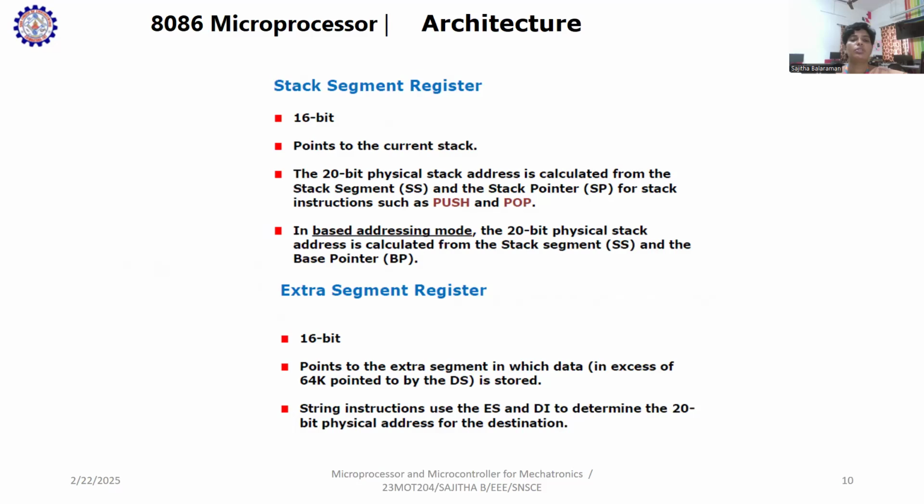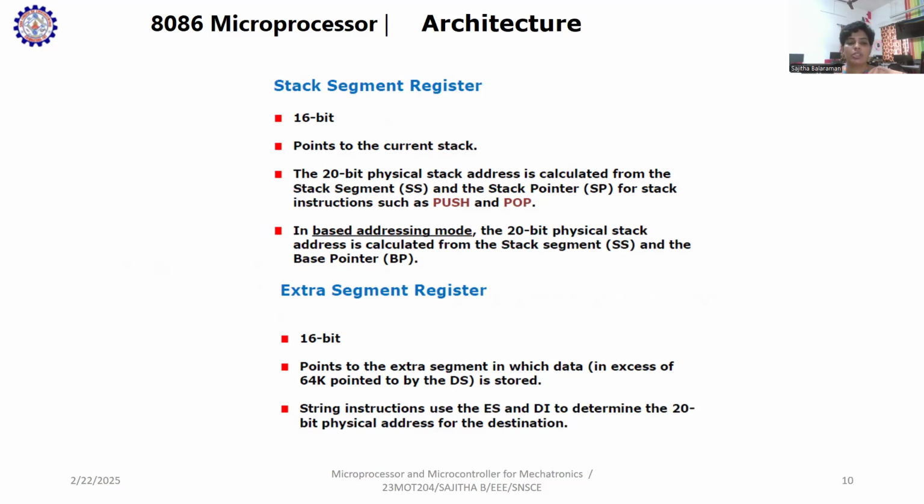Now coming to the stack segment register. This is again a 16-bit register and it points to the current stack. The 20-bit physical stack address is calculated from the stack segment SS and the stack pointer SP for the stack instructions such as push and pop. In base addressing mode, the 20-bit physical stack address is calculated from the stack segment and the base pointer BP.